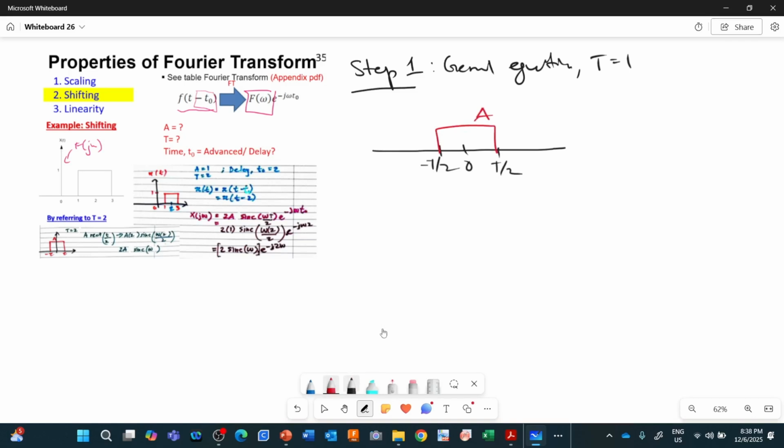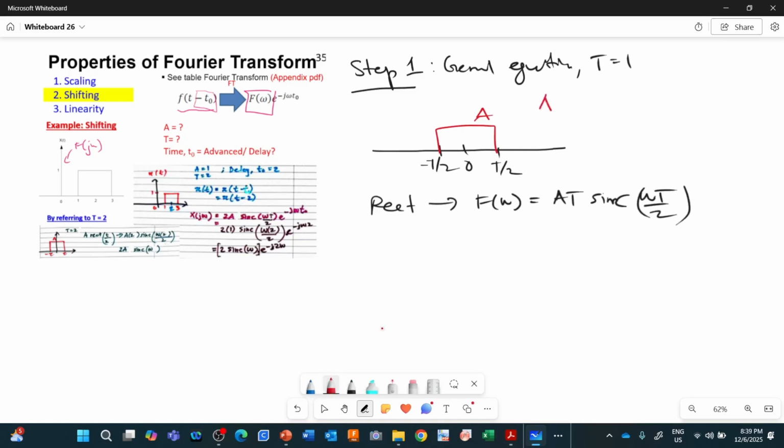So based on that, what is the transformation? So you have a rectangular. So you get F(omega) equivalent to A T sec omega T over 2. So let's just write what is A and T here.